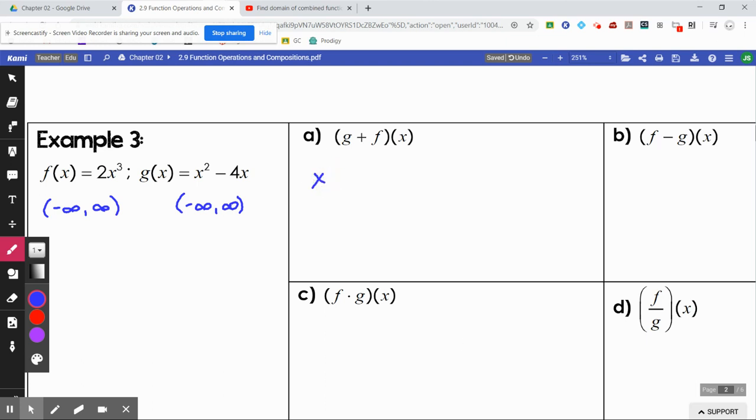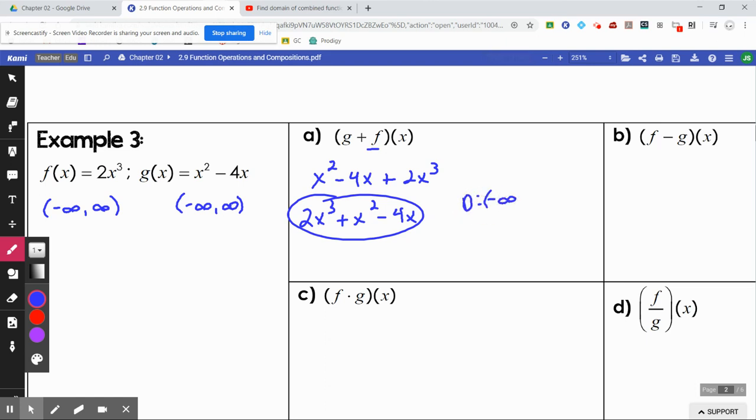So we have x squared minus 4x. We've got to add f, which is 2x to the third. Not a whole lot you can do there. I'm going to put them in order, in descending order, just because I like to have them in order, and that's it. And my domain is going to be all values from negative to positive infinity.